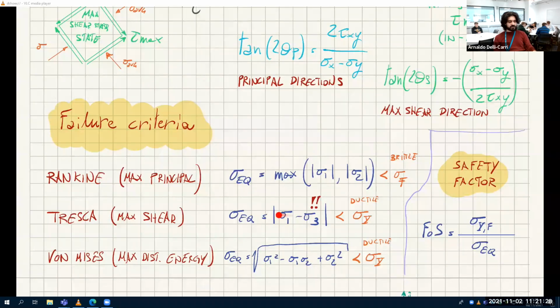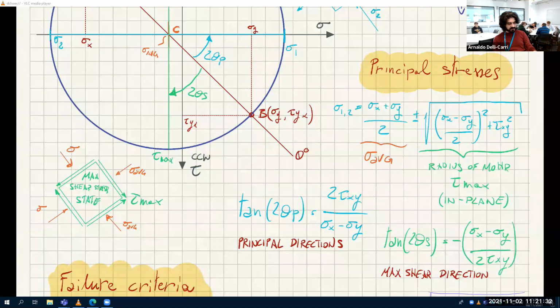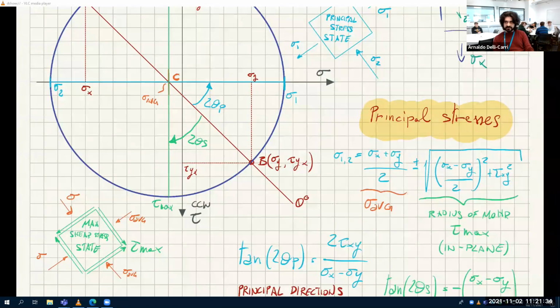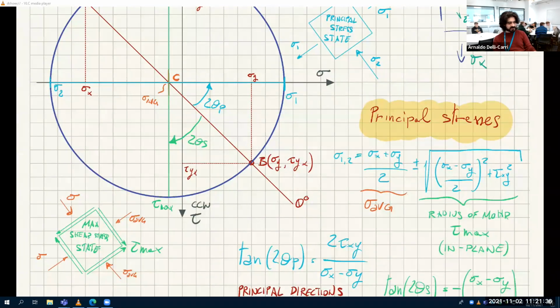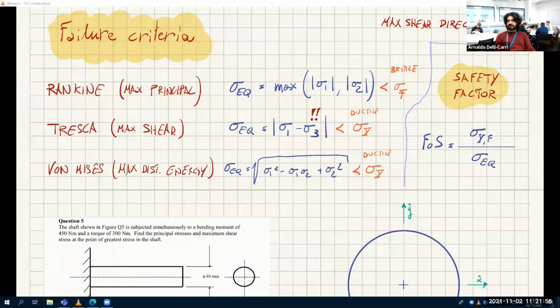So you take the largest. Remember, what is the radius? This radius here can also be seen as sigma 1 minus sigma 2 divided by 2. Sigma 1 minus sigma 2 is the diameter, divided by 2 is the radius, which is tau max. That's what I'm saying here. I've used sigma 3 here, and I put a couple of exclamation marks. Why?